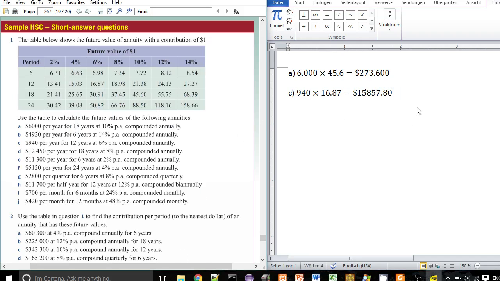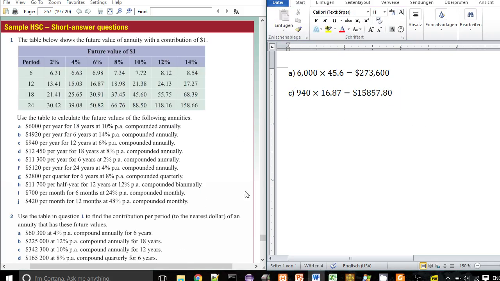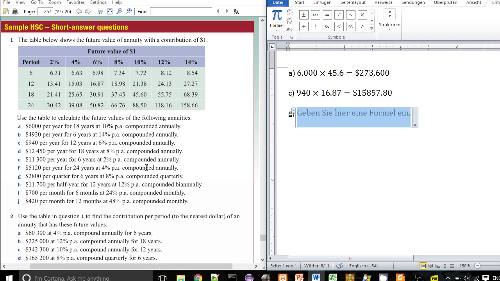Alright, let's skip to a harder one. Let's try G. Here we go. 2,800. Okay, per quarter. I'm still going to times it by something. So instead of 6 years, how many quarters is that? So just times 6 by 4. 24 periods. So 24 and 8%. So we need to divide that by 4 as well. So 2% per quarter. So 2%, 24, 30.42.